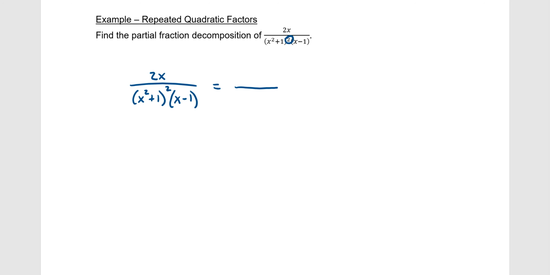The first one is going to be degree 1. And the second one, we just keep on increasing the degree until we get to that exponent. Since the exponent's only squared, we just need to do it one more time. So it's x squared plus 1 squared. Okay, and then for the linear factor, there's only one linear factor, so it's just x minus 1.